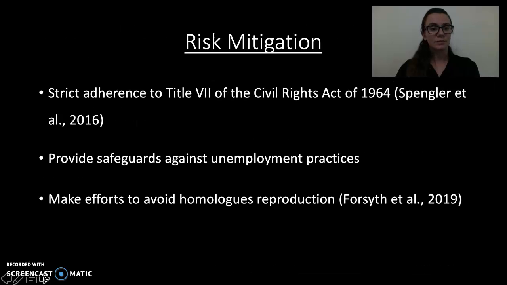Risk mitigation for this, of course, is strict adherence to Title VII of the Civil Rights Act. That is something that is so vitally important to promoting the just overall disposition and nature of especially administrative staff and coaching. Really, really critically important: equal pay, and adhering to it strictly. Of course, providing safeguards against unequal employment practices, and then making efforts to avoid homologous reproduction. In other words, there's a tendency for individuals to hire those that are very similar to themselves. We want to promote diversity within our community.